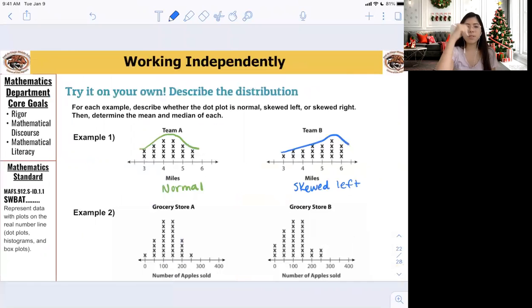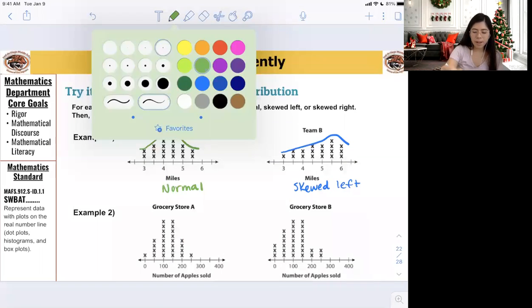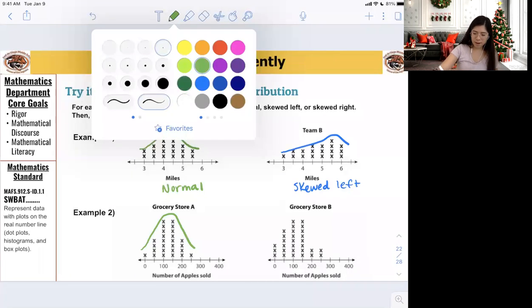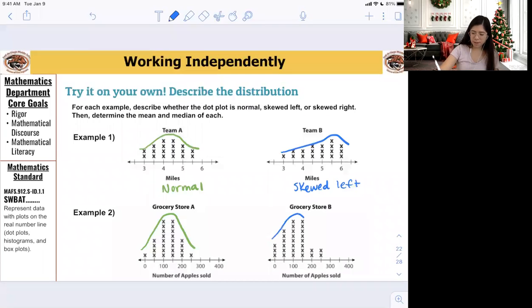What about example 2? Pretty normal. So which one's normal, A or B? A. Yeah. It's a very tall hill, but it's still even on both sides. So that's also normal. And what about the grocery store B? It's skewed to the right. Skewed to the right, yeah.